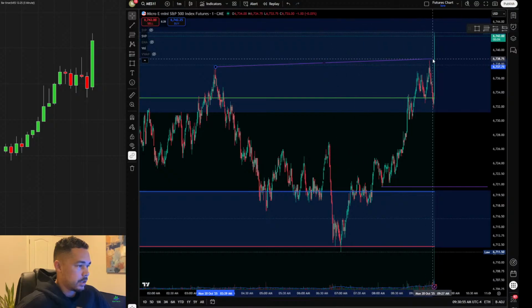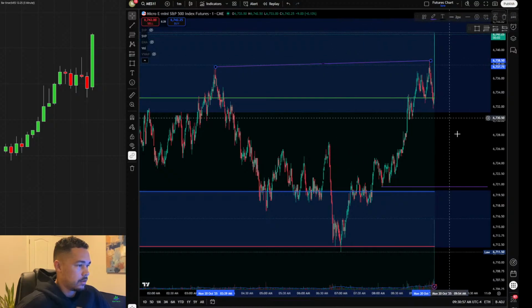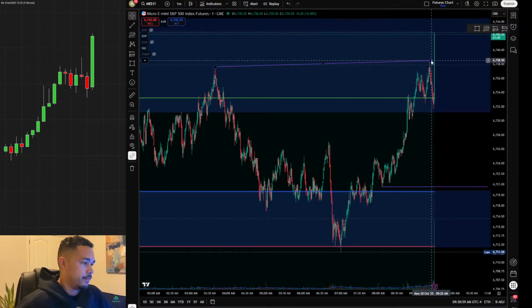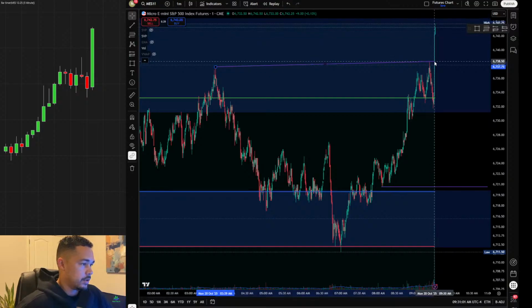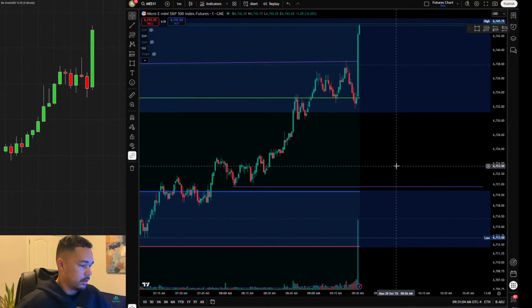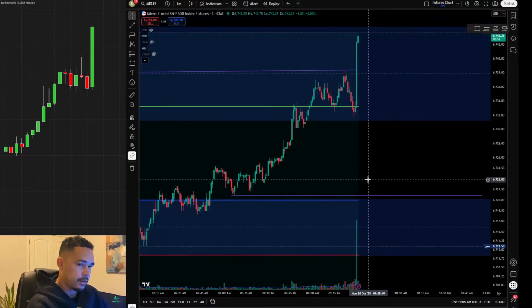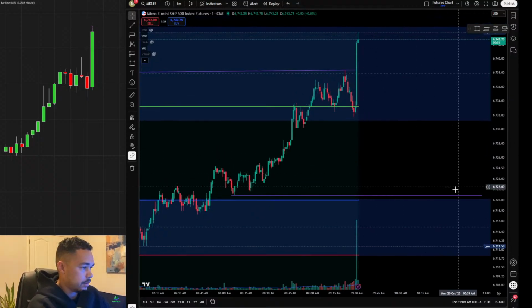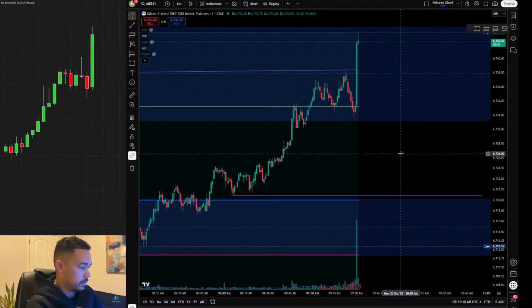And price did just take that out. So you'll see, especially in volume, a huge spike in buy volume. But it is 9:30, so there's always going to be a good amount of volume at the start of the market.